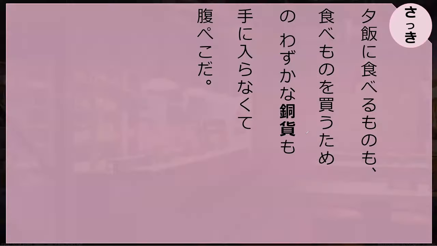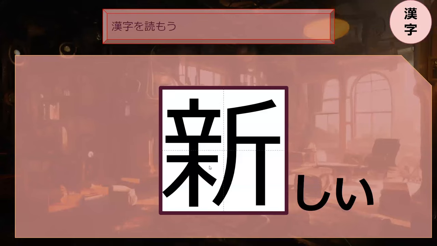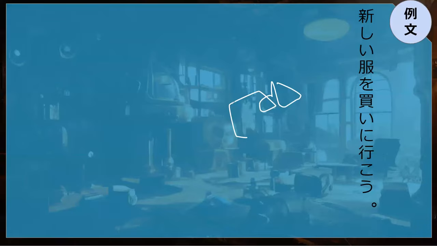How do you read this word right here? Doka. Perfect. This is a word that you probably know, but it's the first time I'm seeing it in here. Do you happen to know what it is? Atarashi, atarashi. Perfect. Let's go read this line. Atarashi, atarashi.